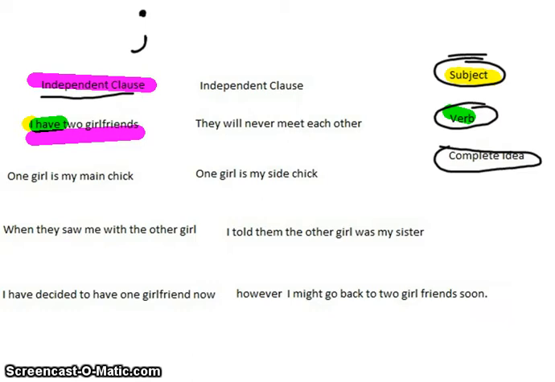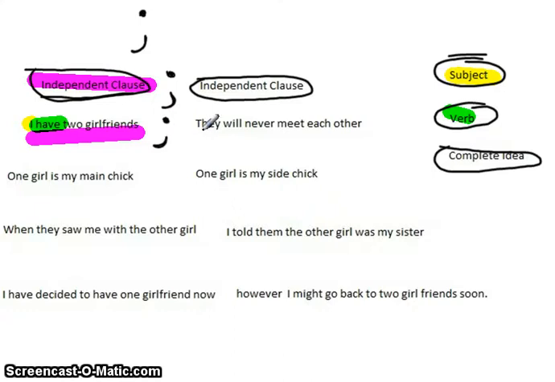Now, this is important for a semicolon because a semicolon combines two independent clauses. So if I have this independent clause here, and then I have another independent clause here, all I have to do is put my semicolon in between. So if I have the sentence, I have two girlfriends, they will never meet each other, I'm going to put a semicolon right in between those. And then put a period on the end. That's all you have to do. And then you will get your semicolons right every single time.